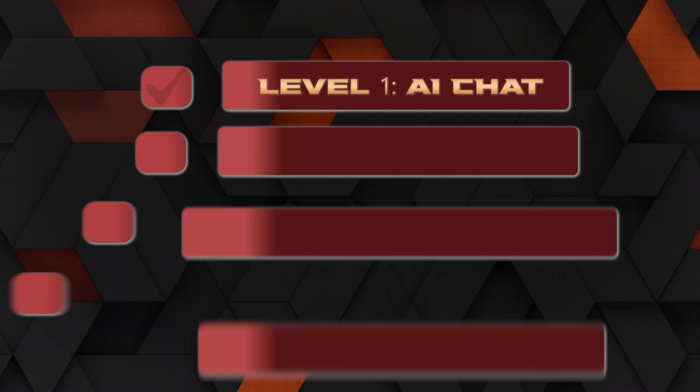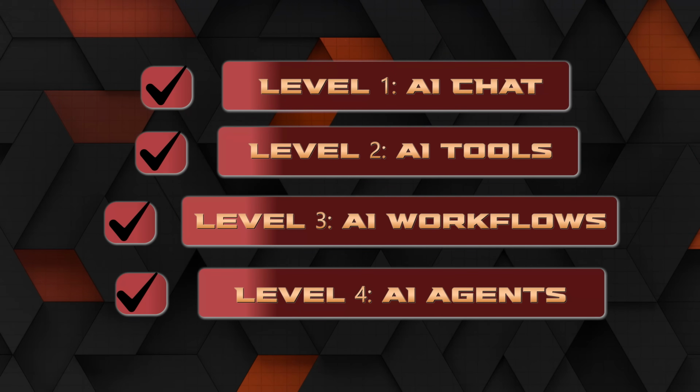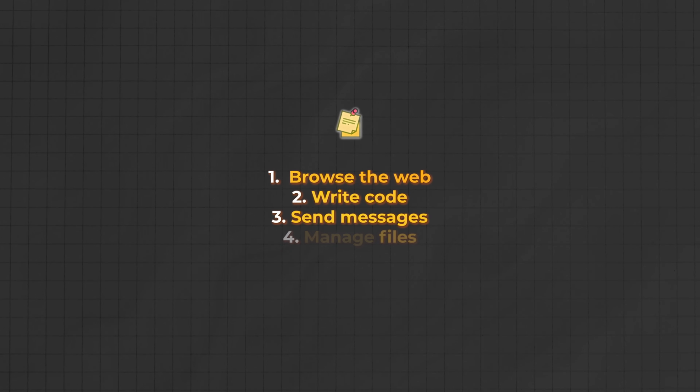Okay, now level 4, AI agents. This is the current frontier, and this is where you give the AI a goal. So you don't give it a task, you just give it a general goal, and it figures out the steps on its own. It can browse the web, write code, send messages, manage files. It reasons about what to do next.